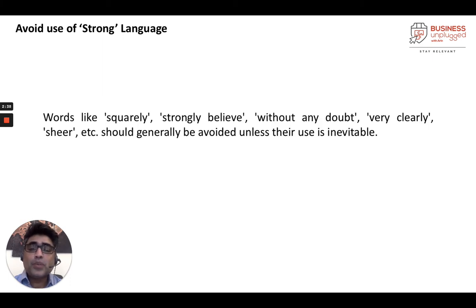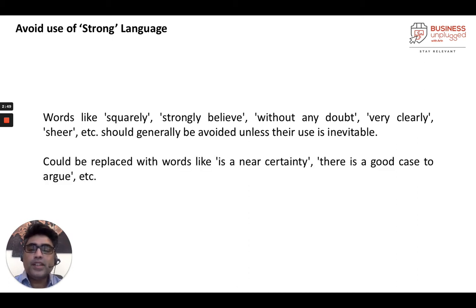Then avoid use of strong language. Words like squarely, strongly believe, without any doubt, very clearly, sheer, etc. should generally be avoided unless their use is inevitable. In that context, you can replace them with phrases like is a near certainty or there is a good case to argue. So don't get very strong in terms of using your words. It has to be mild and subtle, so that it is pleasant to read for the person who is going through a report.